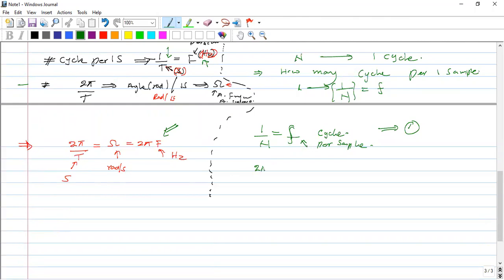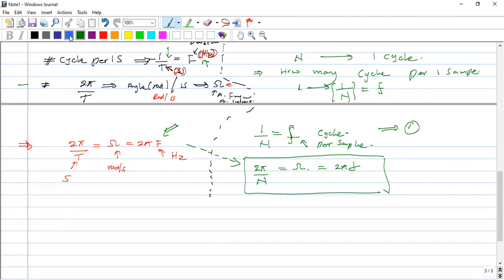The other thing is, N represents one cycle, no? So one cycle has 2π radians. If you want to find the angular frequency, you have to find 2π by N. In continuous time it is 2π by T, but in discrete time it is 2π by N. You will get omega. Of course, since 1 by N is equal to F, this is also equal to 2πF. Same thing, but the unit is different.